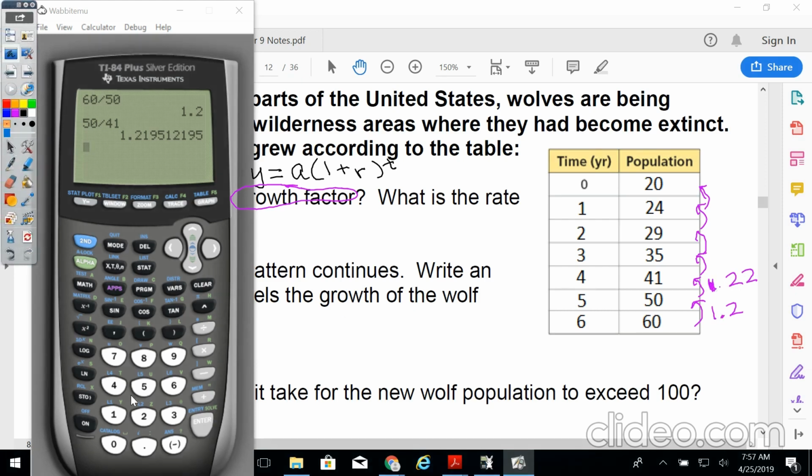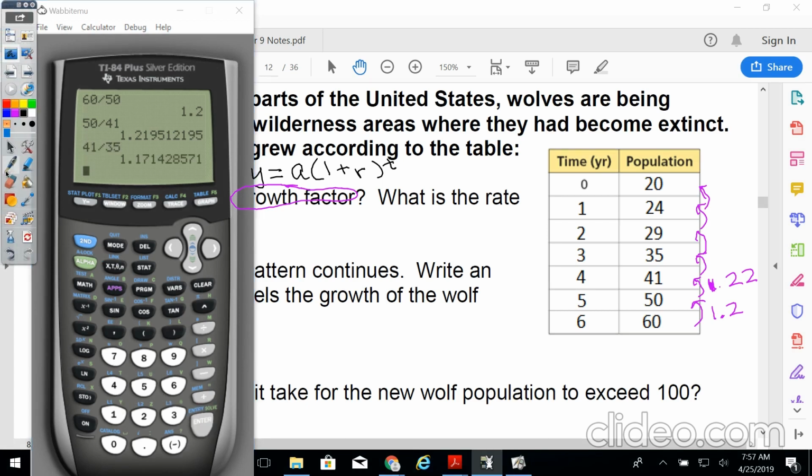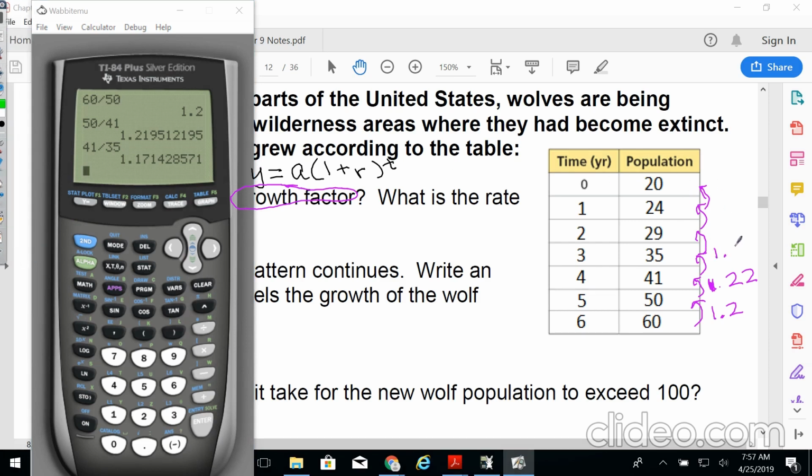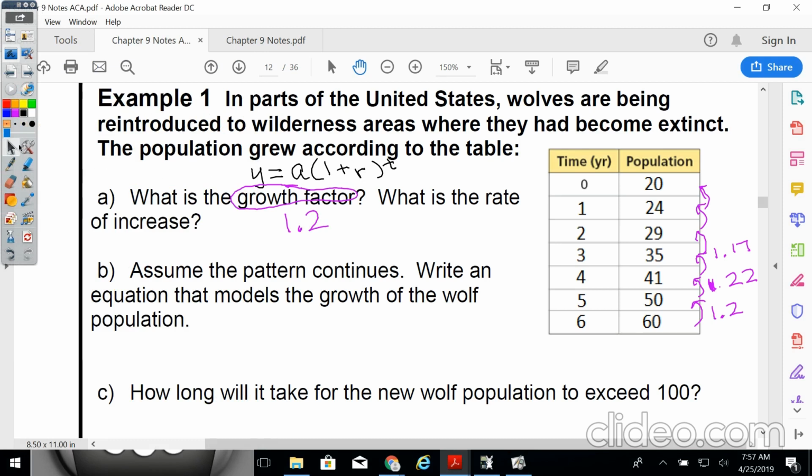So one more. If we do 41 divided by 35, we get 1.17, which again, if we were to make it go to one decimal place, that would round to 1.2 as well. So I'm just going to say the growth factor is 1.2. So this is going to be the base of our function here. This is the 1 plus R.